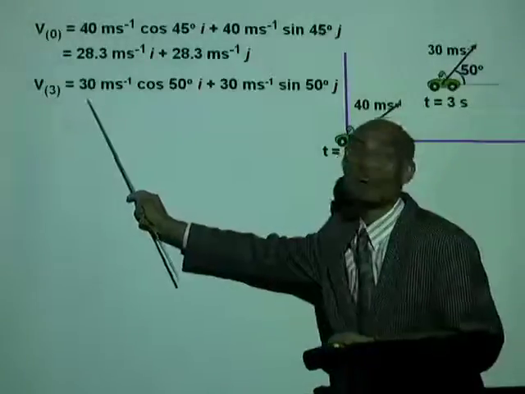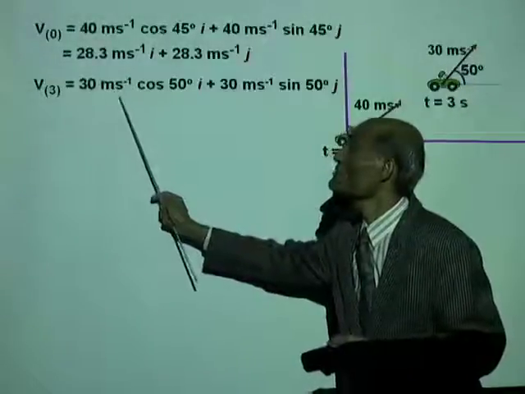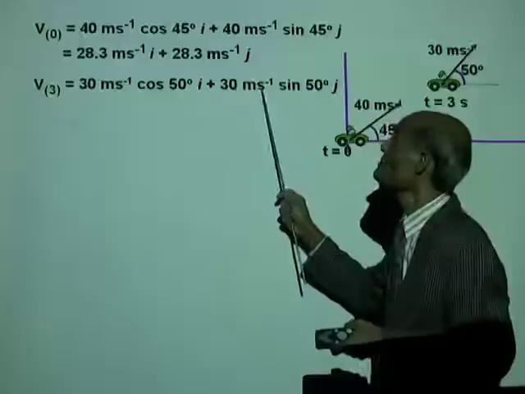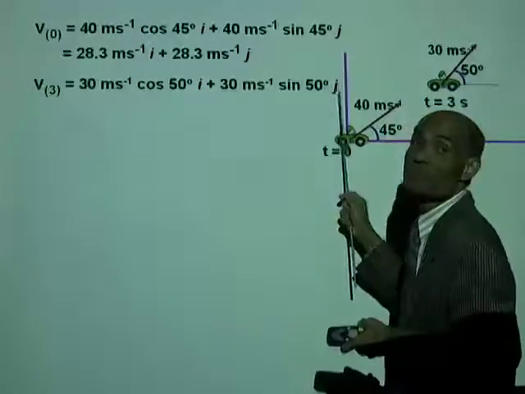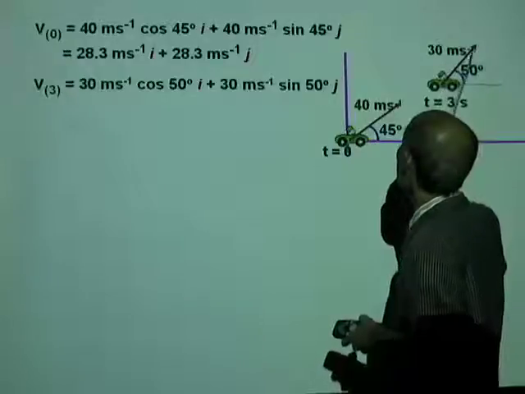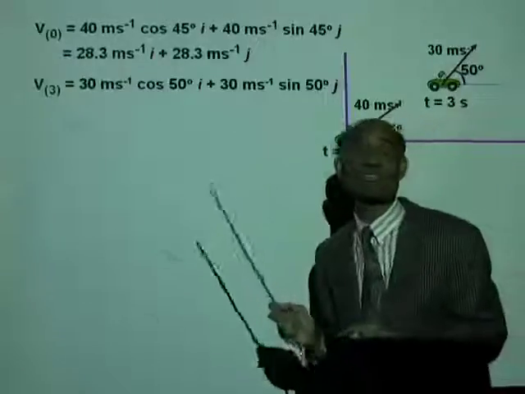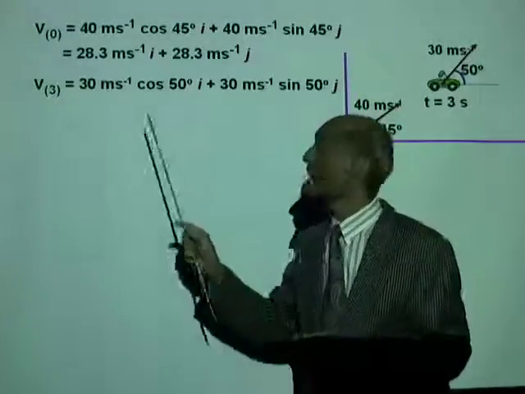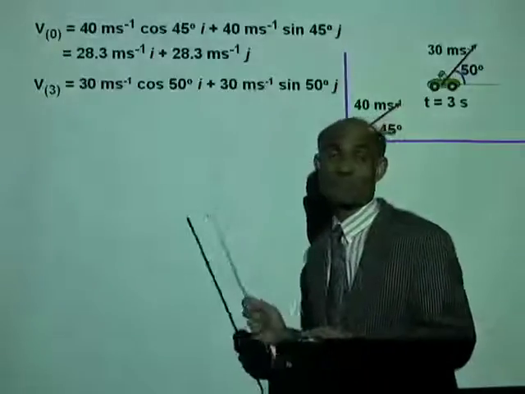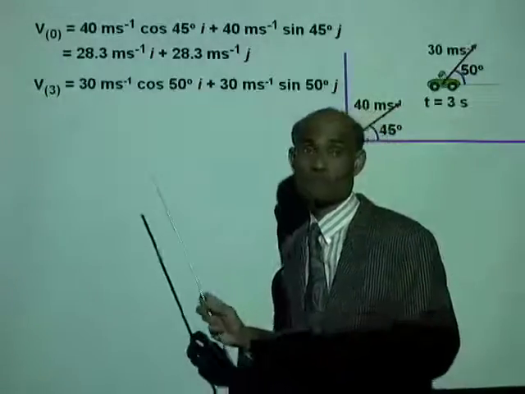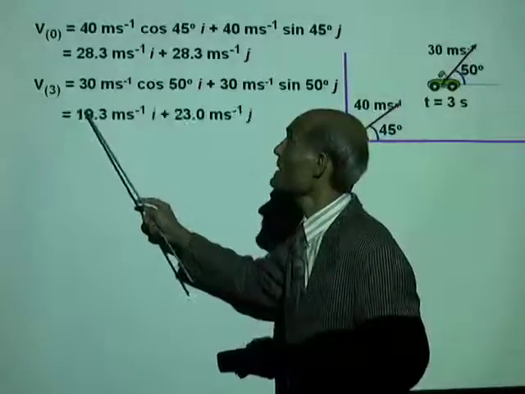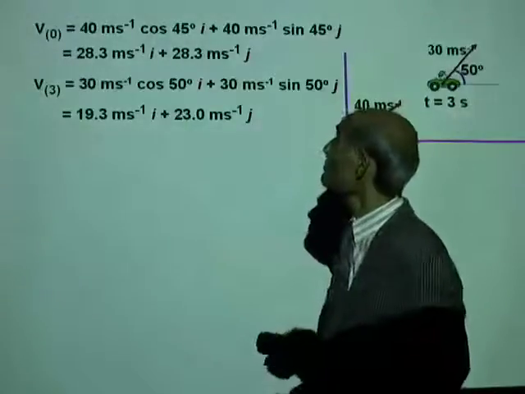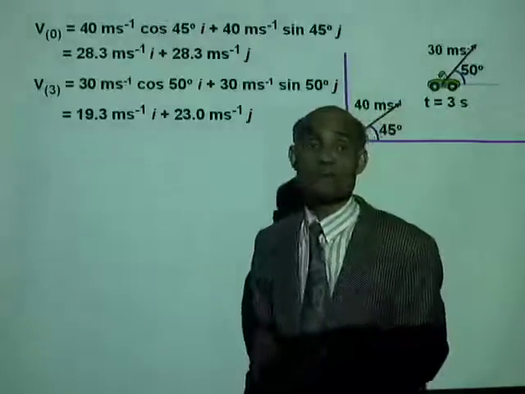Therefore, the x component of that velocity is 30 meters per second cos 50 degrees i plus 30 meters per second sine 50 degrees j. And that is the component form of the velocity at t equal to 3 seconds. Again, use your calculator and find these numbers. Alright, are you working with me? Okay, that's equal to 19.3 meters per second i plus 23 meters per second j.